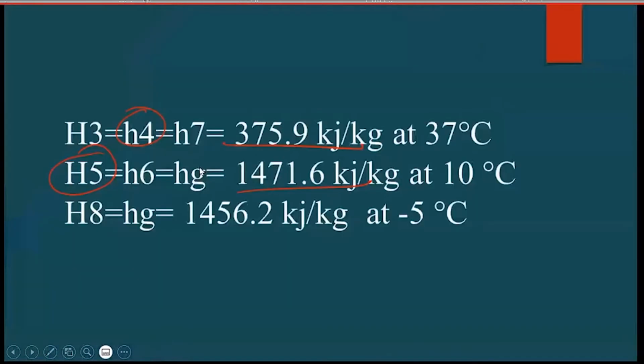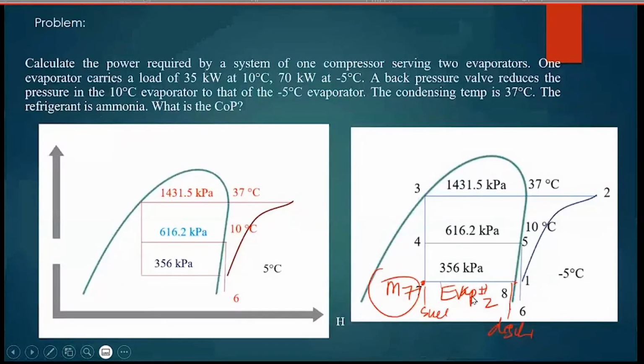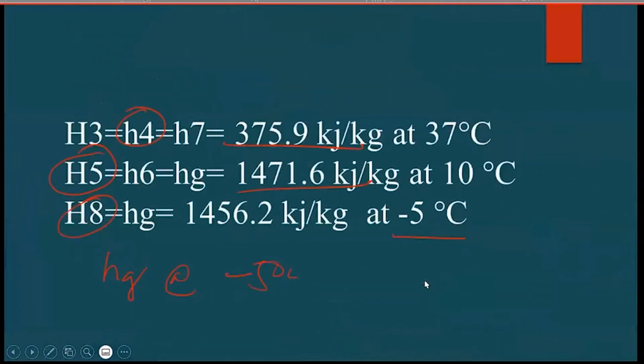So look at this. So yeah, H8 is the Hg at -5. Now, then we have, what's the other? The other is this one, H7. Huh? H8 minus H7 for evaporator 2. Do we have H7? Yes, here.